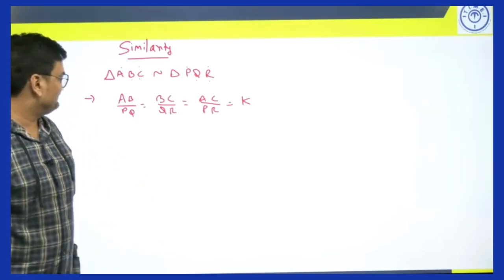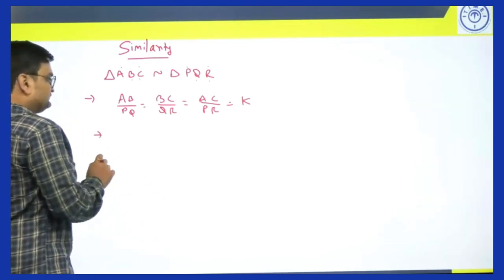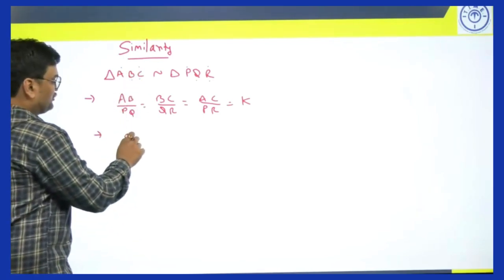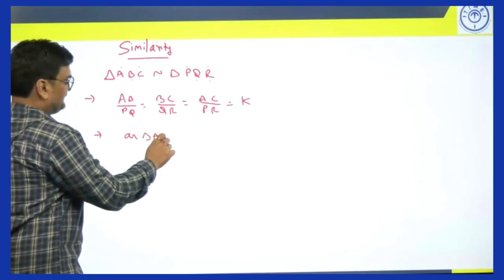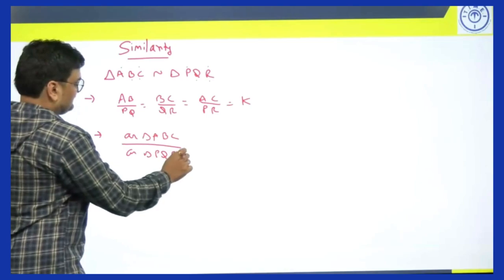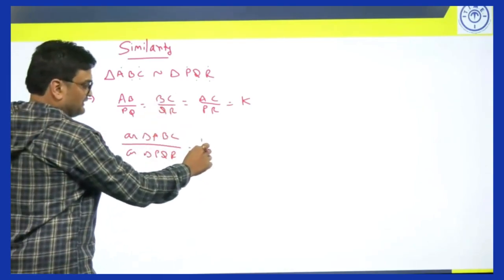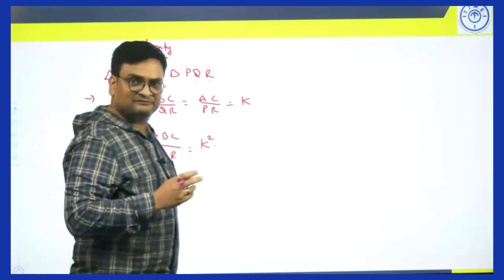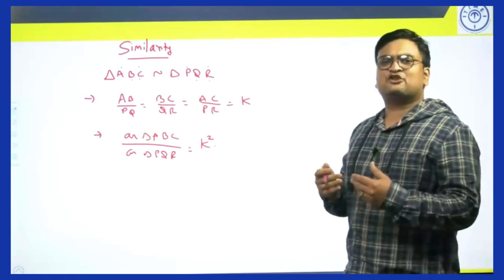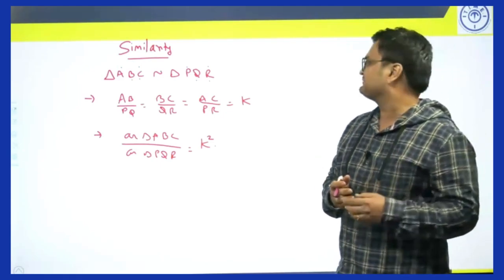Now one more thing. If the ratio of sides is K, the ratio of areas, area of triangle ABC by area of triangle PQR, will be K square. So for two similar triangles, if the ratio of sides is K, the ratio of areas will be K square.